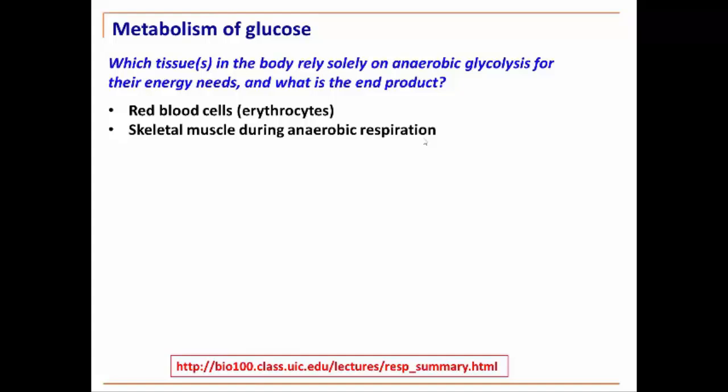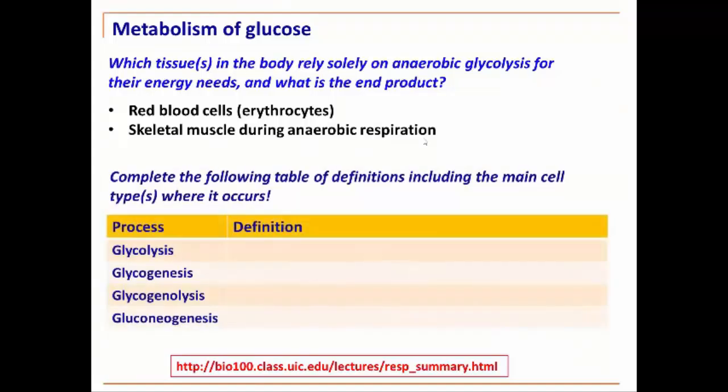The other tissue is, of course, skeletal muscle during anaerobic respiration, so those sprint events. So you sprint as hard as you can for 100 meters, you're working primarily anaerobically there. You're using glucose or glycogen that's stored in your skeletal muscle, breaking it down to pyruvate and then lactic acid, and producing very small amounts of energy, which again is why you can't maintain it for very long.